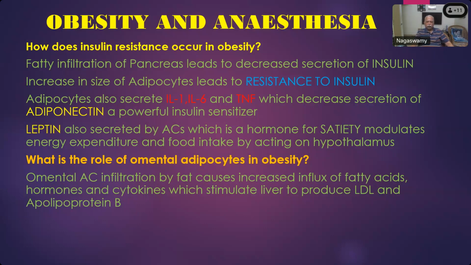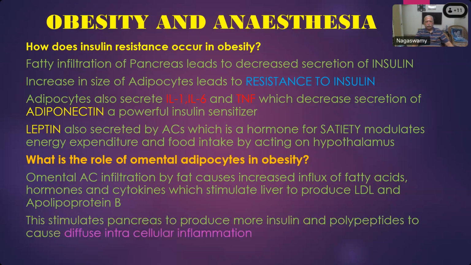They stimulate the liver to produce more low density lipoproteins and apolipoprotein B. These are the two forms of the fatty acids or triglycerides, and this stimulates the pancreas to produce more insulin and polypeptides in the earlier stages, then cause diffuse intracellular inflammation. So before the patient becomes insulin resistant, this will be the reaction in the body by the omental adipocytes.